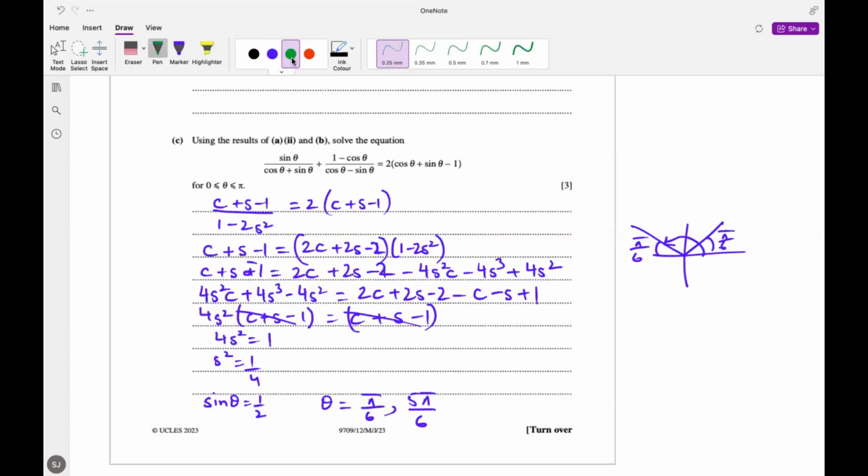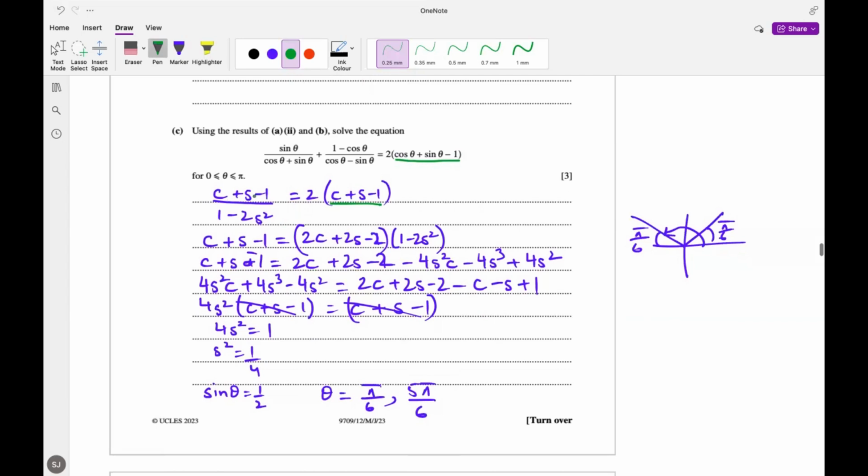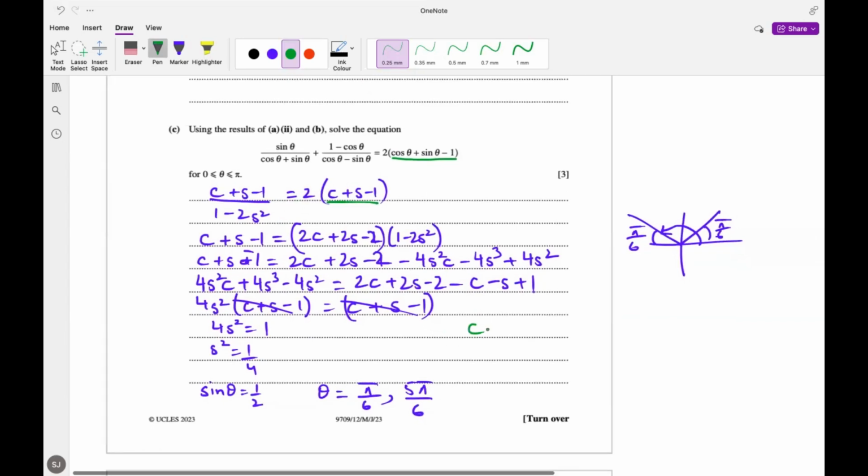Now, as we had to also use the answer from A part 2, we know that cos plus sine minus 1 was equal to 0. So, if in place of cos plus sine minus 1, we had replaced the 0 over here, we would have been left with cos plus sine minus 1 equals 0. So, one of the other solutions would have been cos plus sine minus 1 equals 0. As if we replace this with a 0, cross multiplying over here, it would have been a 0 altogether. So cos plus sine would have been equal to 1.